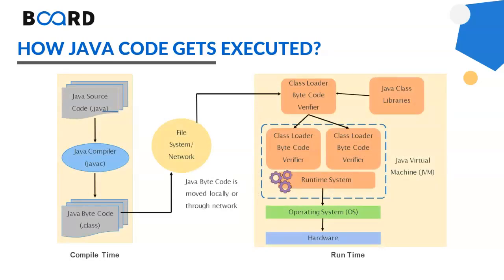This is how things happen. First of all, you write your .java code. That .java code gets compiled into the bytecode, that is a .class. Then the Java bytecode is moved locally or through the network to the runtime environment. The Java virtual machine verification starts for the bytecode.